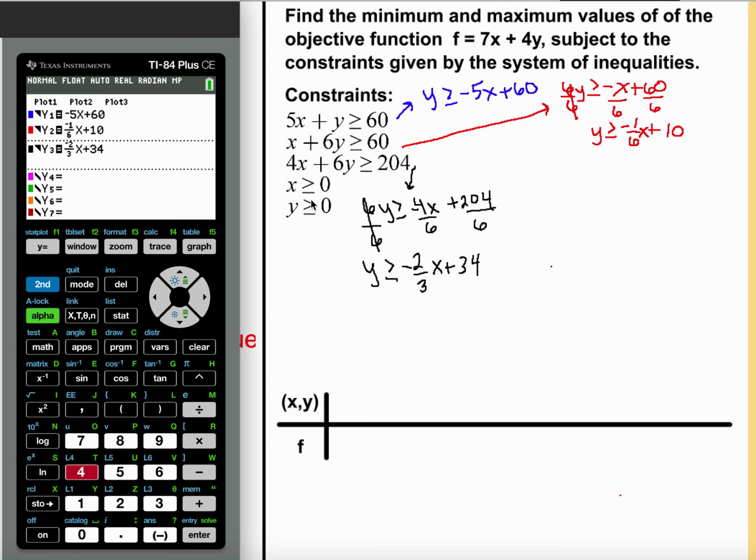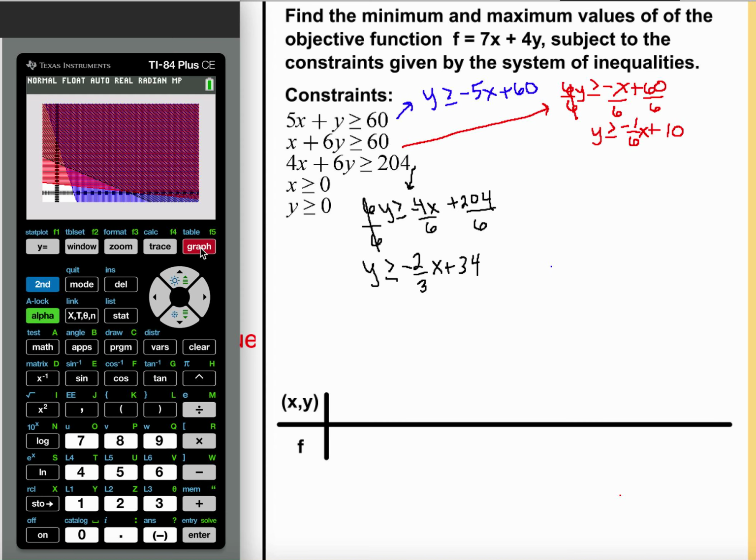Now, you can also see here that there's a couple other inequalities that we can graph. x is greater than or equal to 0. That means we're going to be to the right of the y-axis. And y is greater than or equal to 0 means we're going to have all positive y values, so we're going to be above the x-axis. You could graph that if you want. I don't really think it is necessary, as long as we're restricting our viewing just into quadrant 1.